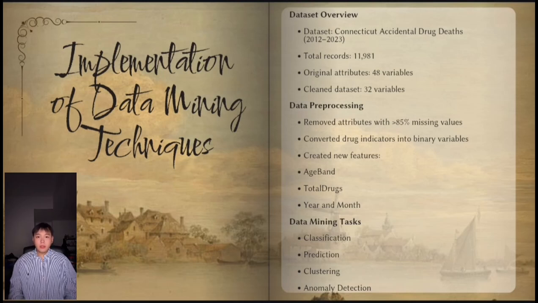After preprocessing, we applied 4 main data mining tasks: classification, prediction, clustering, and anomaly detection. Each method helps us understand different aspects of the dataset and provides valuable insights into the overdose crisis.